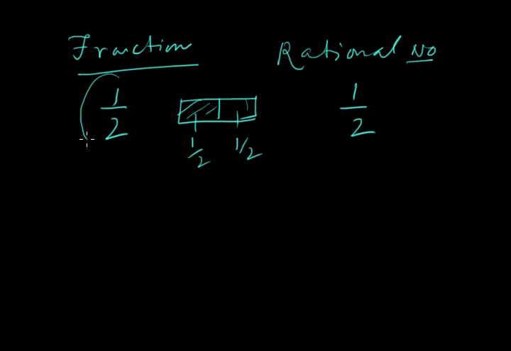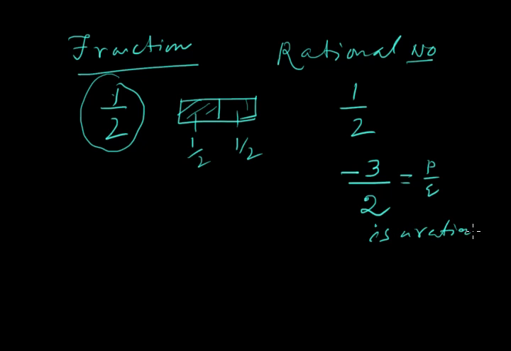Yes, there is a difference. Here 1 and 2 are always positive, but we can write minus 3 as an integer over 12. This is in the form p by q and this is a rational number. So, to some extent, rational numbers and fractional numbers are not equal.